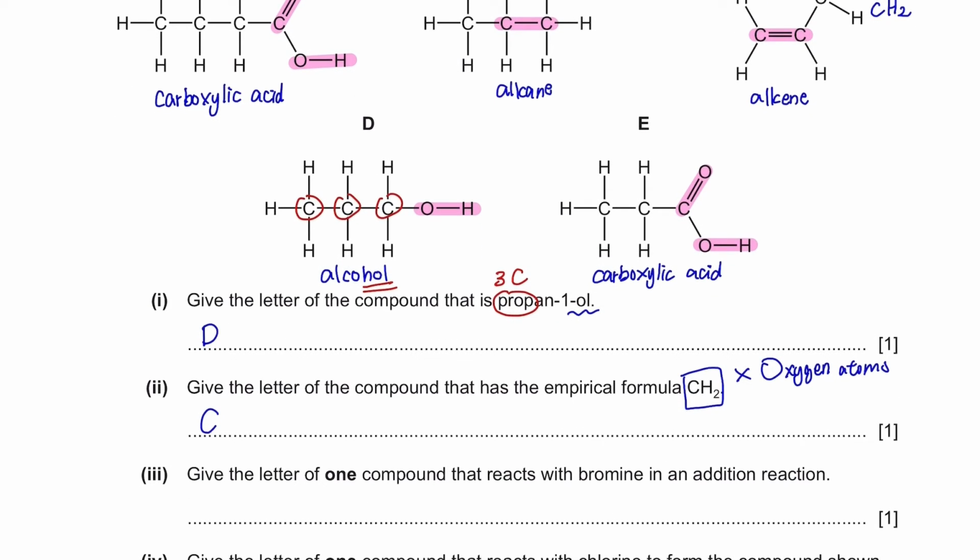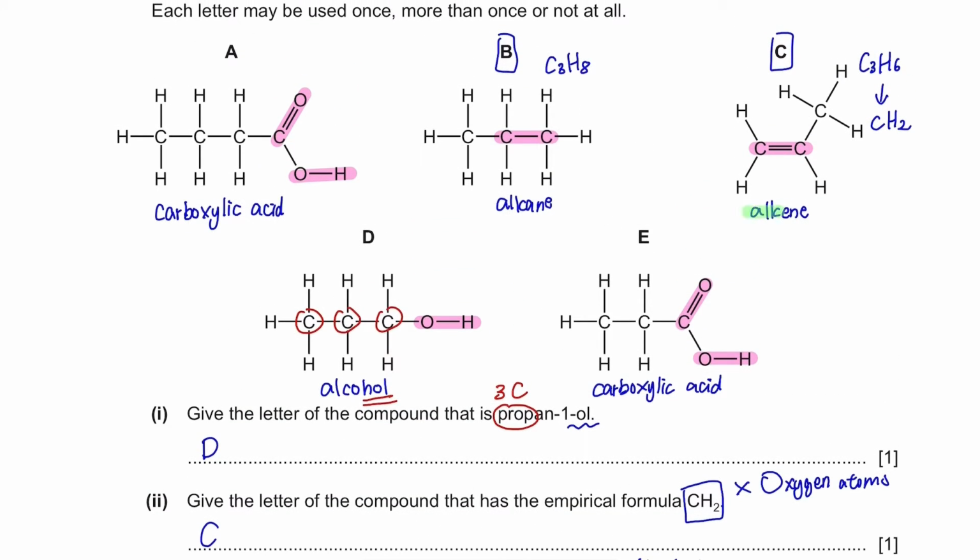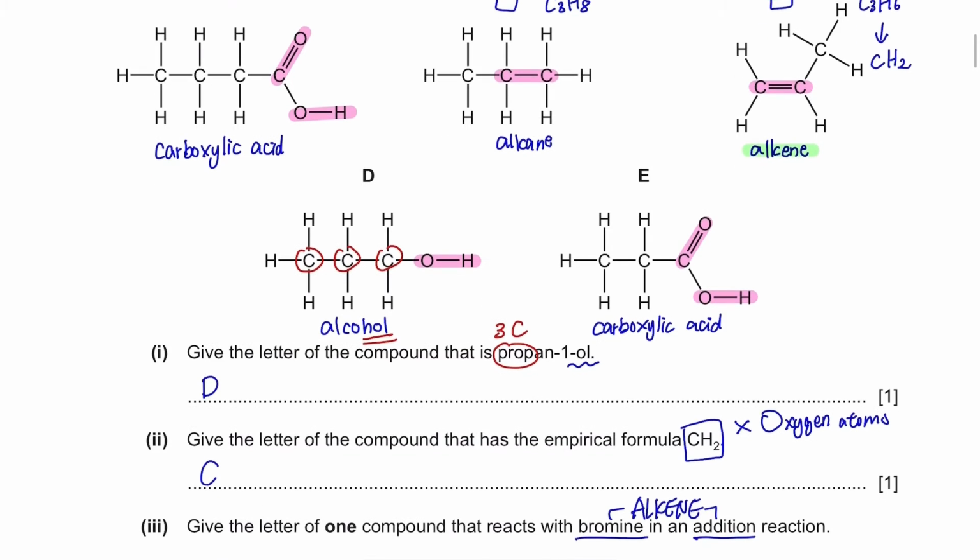Give the letter of one compound that reacts with bromine in an addition reaction. The one that reacts with bromine in an addition reaction is an alkene, and compound C is the only alkene that we have, so the answer is C.